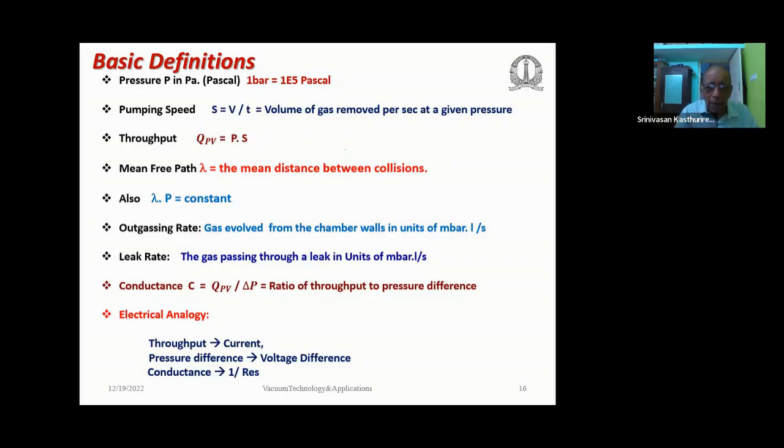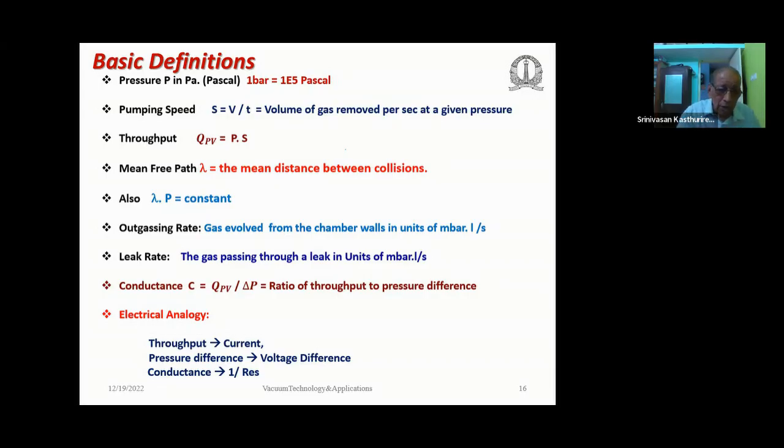Now, in exactly the same manner, we have an analogous situation in the gas flow. The throughput is equivalent to current. What is throughput? Throughput is the gas flow. It is equivalent to the electron current flow. Imagine the atoms' movement is equivalent to some electron current. So throughput is similar to current. Pressure difference is similar to voltage difference. So conductance is nothing but 1 by the resistance.